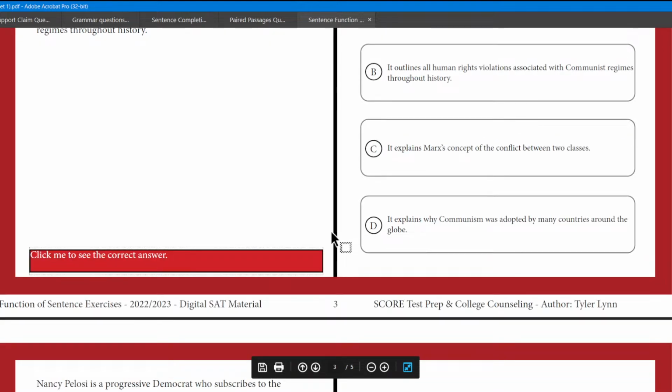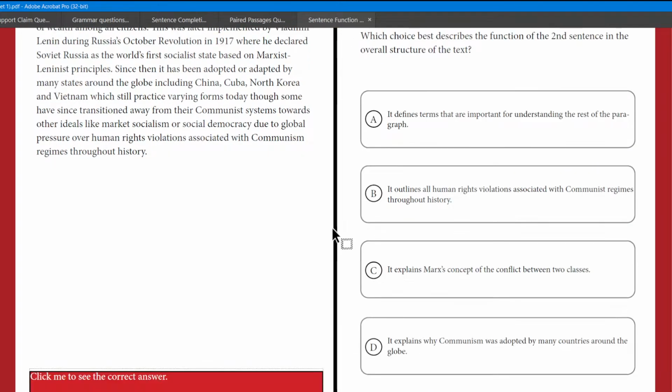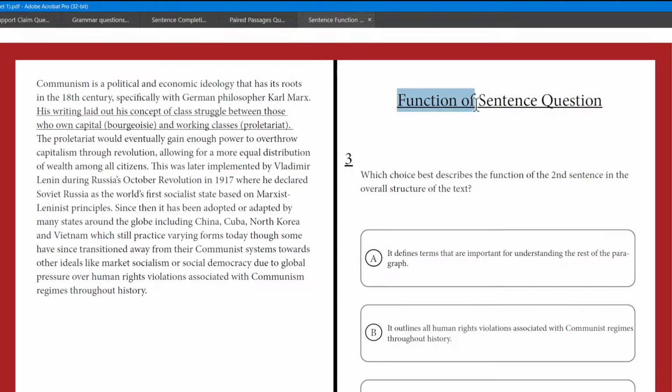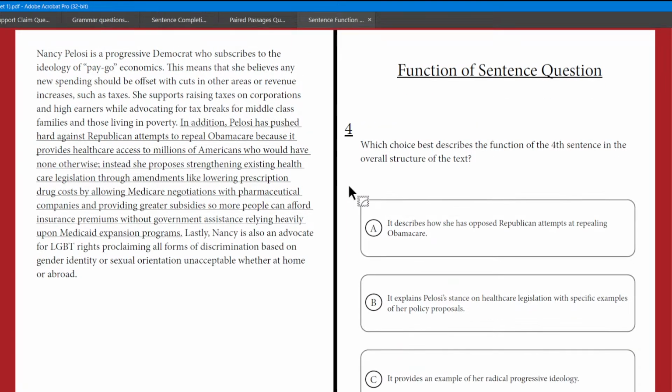Yep. So careful with those. I want to make sure I can confirm my answer with hard evidence from the text. And in this case, if I can get that evidence from the very lines that are underlined, that is the best answer. That's going to be the best answer every time. All right. So number 4.